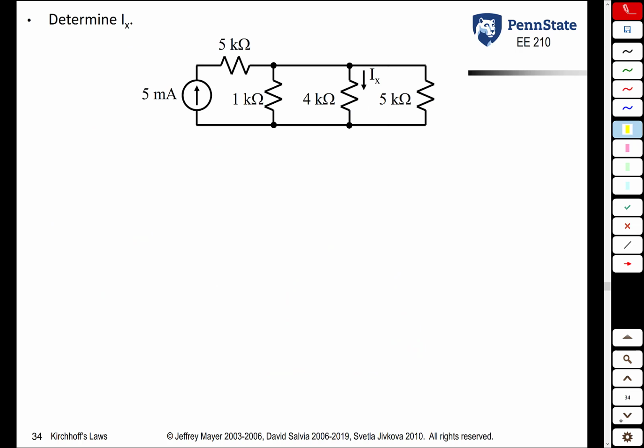Let's do an example with current division. Let's say we have a 5 milliamp source going through a 5 kilo ohm resistor, and then in parallel we have a 1 kilo ohm, a 4 kilo ohm, and a 5 kilo ohm resistor, and we're asked to find the current specifically through the 4 kilo ohm resistor.